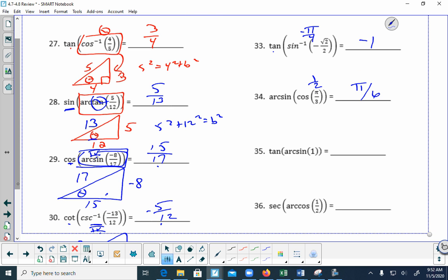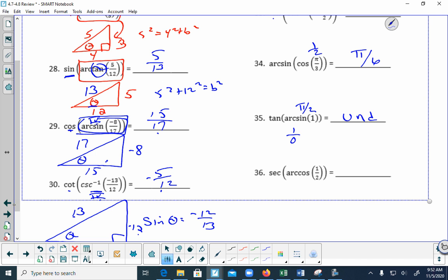No calculator either, though. Arc sine, when is the sine equal to 1? That's going to be pi over 2. And what is the tangent of pi over 2? Well, remember, tangent is sine over cosine, so that's going to be 1 over 0 at that point, which means that this is going to be undefined. 36, arc cosine is equal to 1/2. Well, the cosine is equal to 1/2 at pi over 3. And then the secant is a reciprocal of cosine. So the cosine of pi over 3 is going to be 1/2, which means that the secant of pi over 3 is going to be the reciprocal of that, which is 2. So that answer is 2.